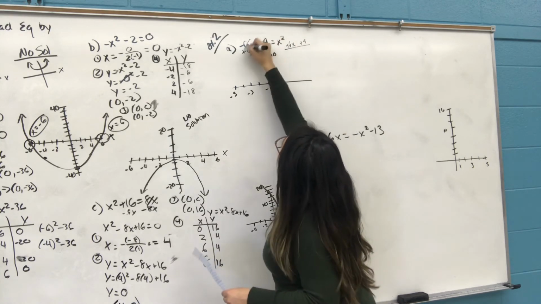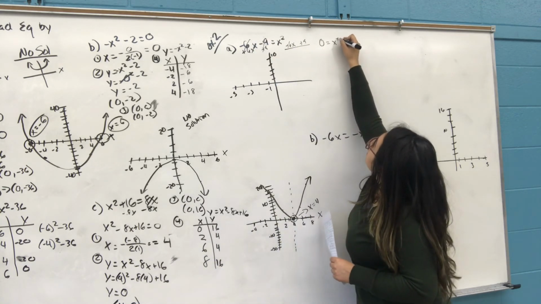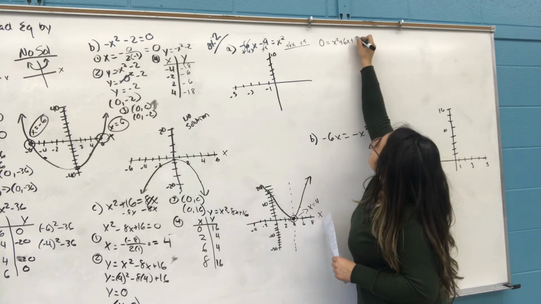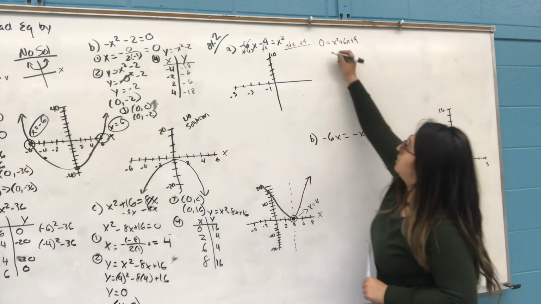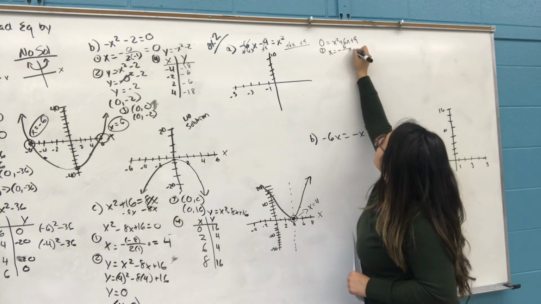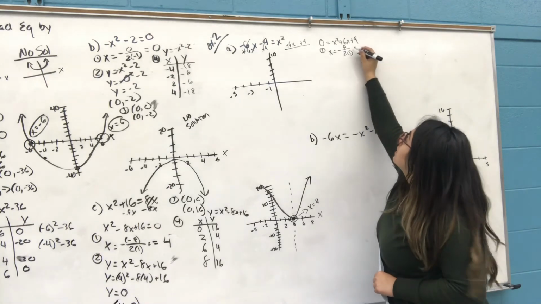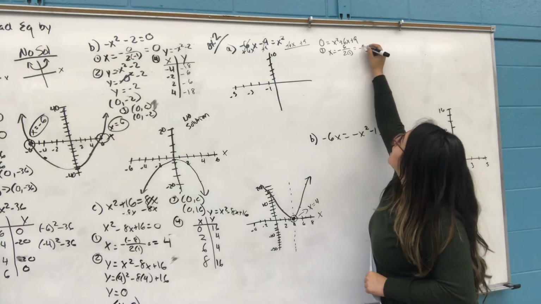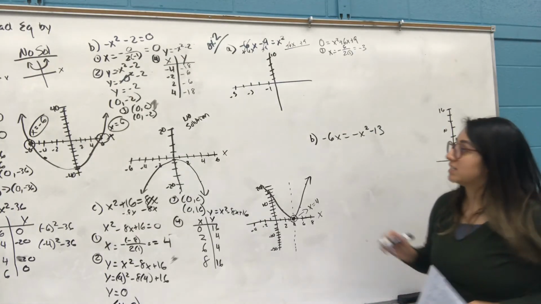And this cancels this out. So my equation will be 0 equals x squared plus 6x plus 9. Now from this point, I'm going to go ahead and do steps 1 through 4. x is equal to negative b over 2a. 6 over 2, so 6 divided by 2 is 3, and then I have my negative. So that means my axis of symmetry is at negative 3.